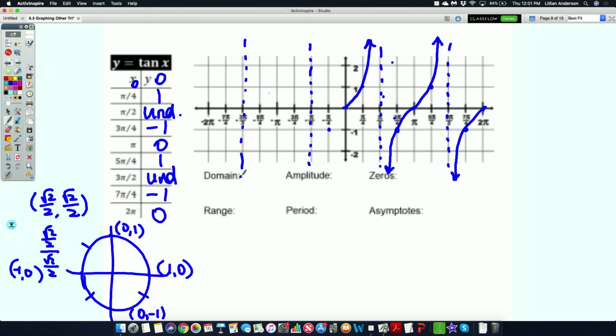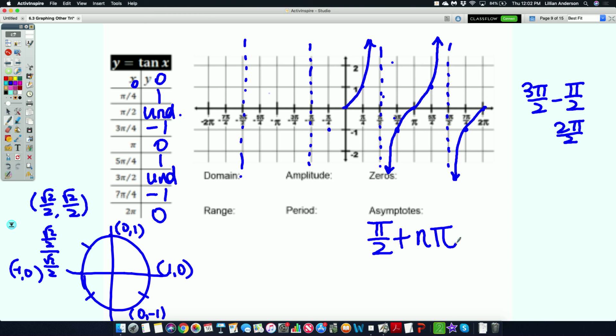So let's identify that. My asymptotes, right? One of them is at pi over 2. How far apart are my asymptotes? Pi. You guys agree? Yes, sir. 3 pi over 2 minus pi over 2. Remember, we can always do this. That's 2 pi over 2, which is pi. So I need to write plus n pi. Very good.